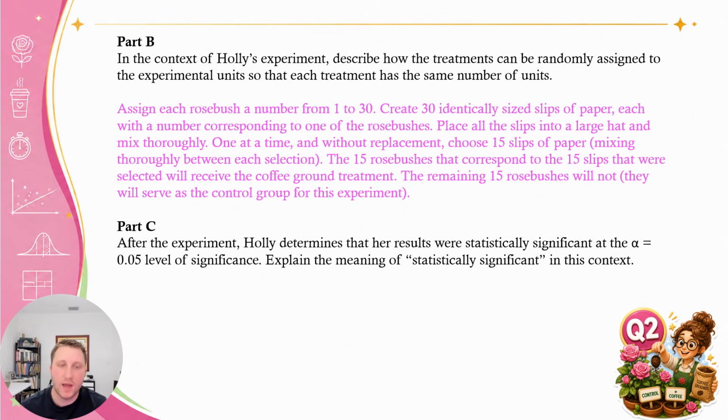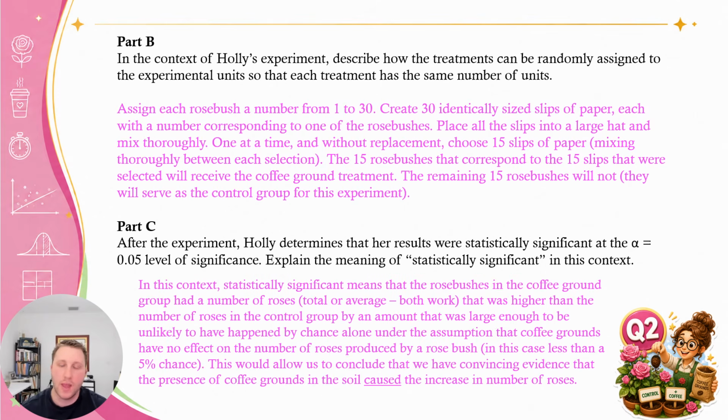In part C, the question says, after the experiment, we wish to determine if the results were statistically significant, or we were told that they are statistically significant, and they want to know what does that mean in the context of this problem. And I said, in the context of this problem, statistically significant means that the rose bushes in the coffee ground group had a number of roses that was higher than the number of roses in the control group by an amount that was large enough to have been very unlikely to have happened by chance alone, under the assumption that the coffee grounds had no effect on the number of roses produced by a rose bush.